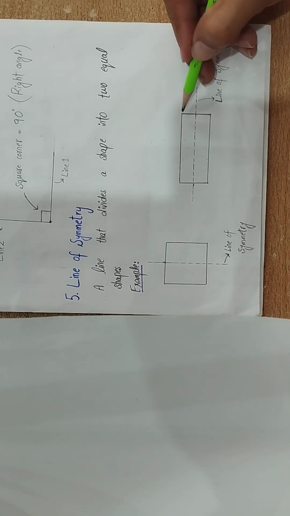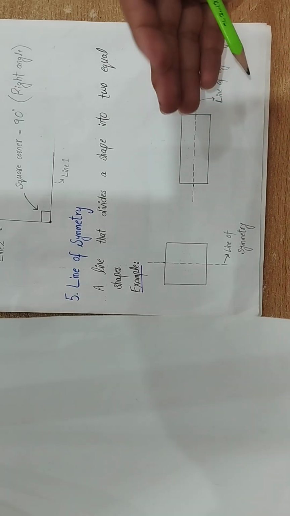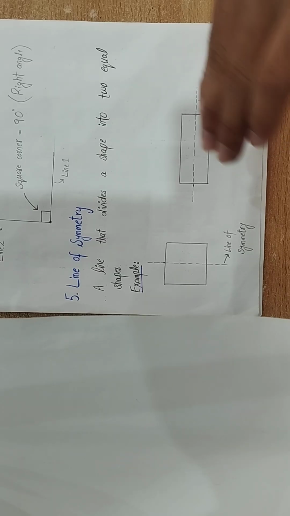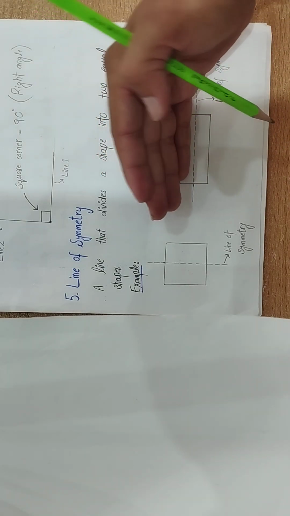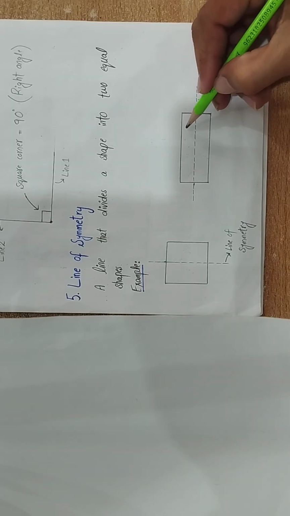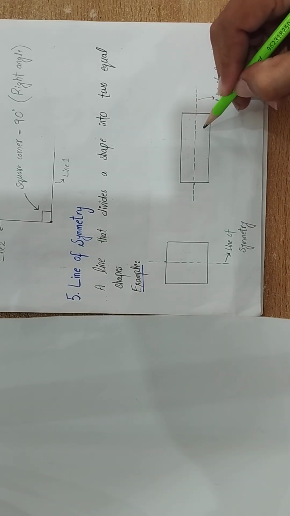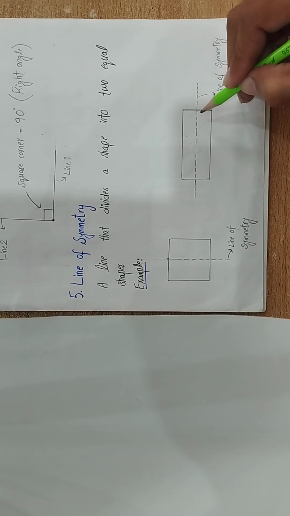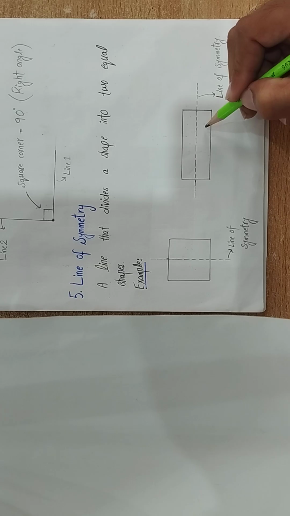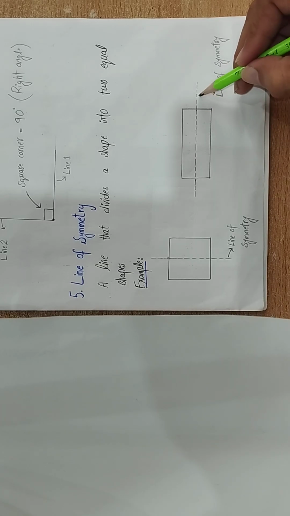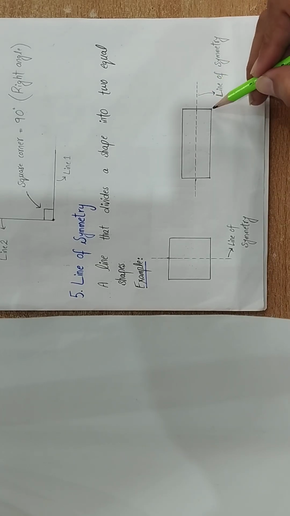If I fold this part along the line onto the second part, if I just fold my paper like this, this part is going to exactly fit onto that part. Okay, so it means this line is dividing the shape into exactly two equal shapes. Therefore this line is a line of symmetry for this shape. I am going to summarize this definition.